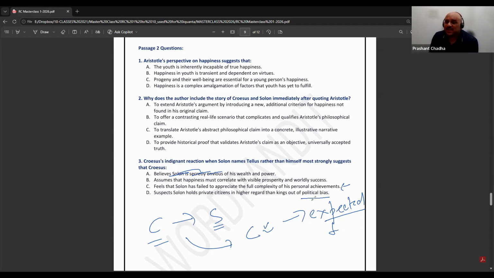There is no mention of any political bias, right? This comparison is not between kings and private citizens. That comparison is not there. It's whether you have the full experience in life or not. And just having wealth and prosperity does not imply that you have the full experience. So option number D is ruled out. Correct answer, option number B.